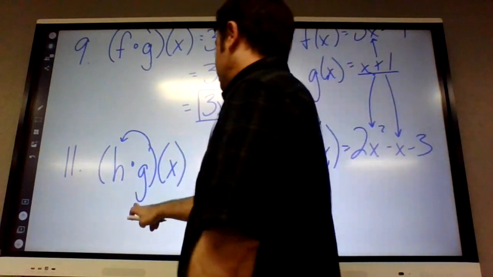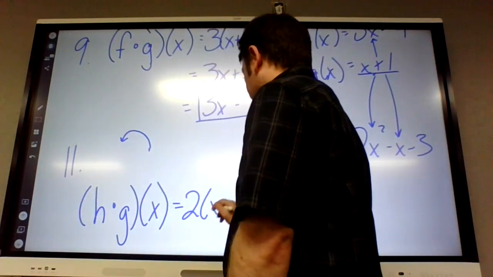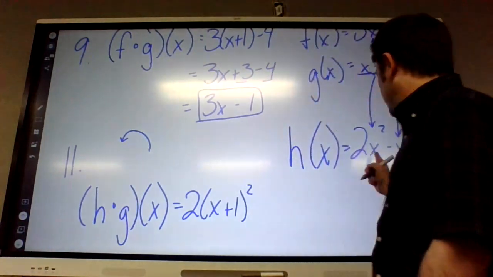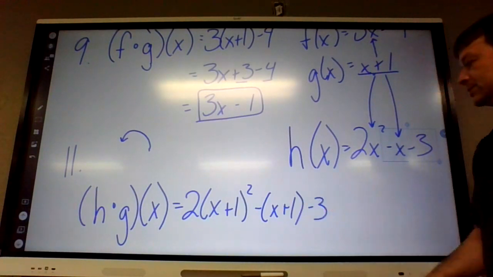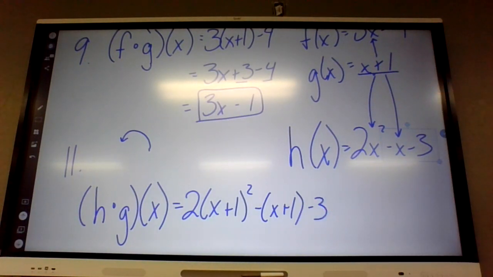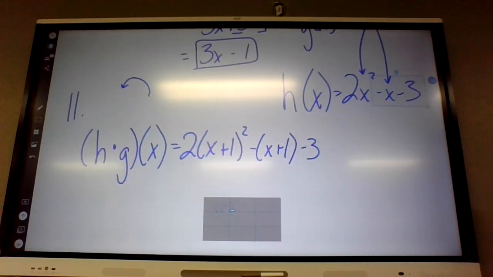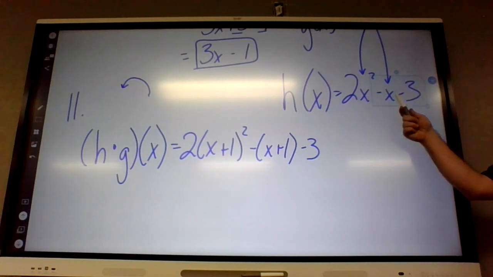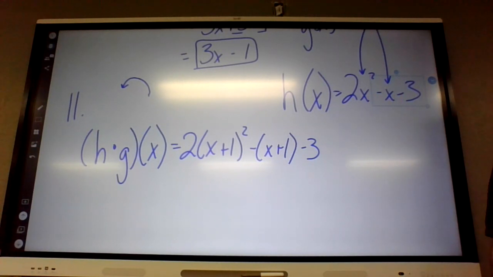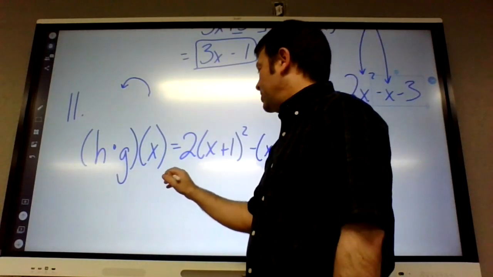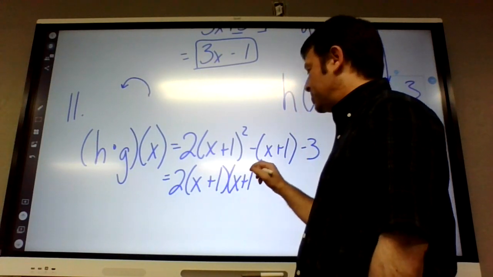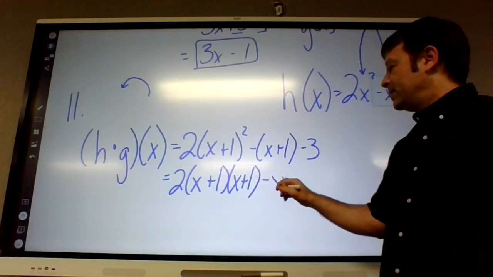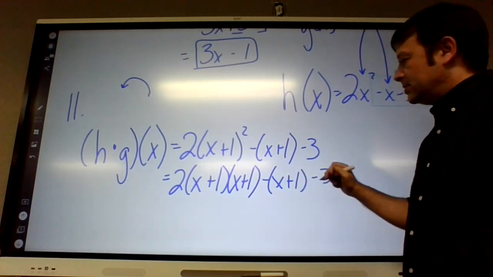So 2 times (x plus 1) squared minus (x plus 1) minus 3. I just replaced the x's with x plus 1's in parentheses, there and there. Does this simplify? Yeah, quite a bit actually, because (x plus 1) squared, what does that mean? Means x plus 1 times x plus 1, so it's a FOIL problem.